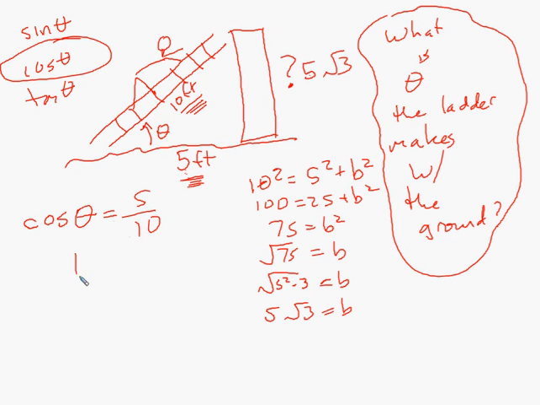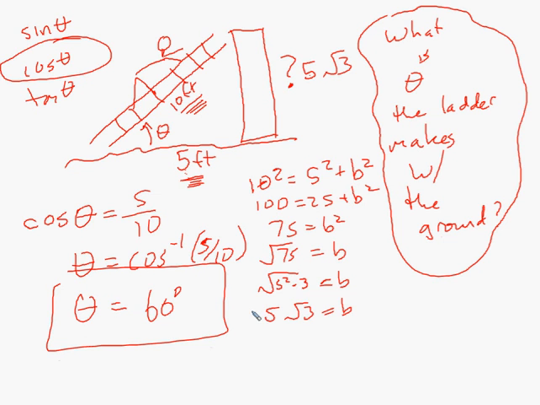And now, to solve that, I do inverse cosine. I could change it to 1/2, but in the end, it doesn't matter. What's the inverse cosine of 5 over 10? 60 degrees. So this ladder makes a 60-degree angle with the ground. And that's the answer. That answers this.